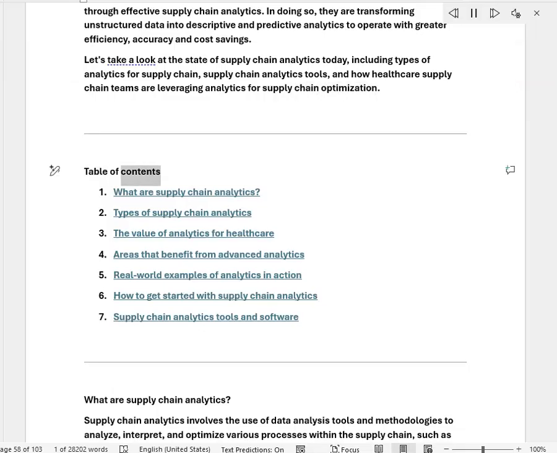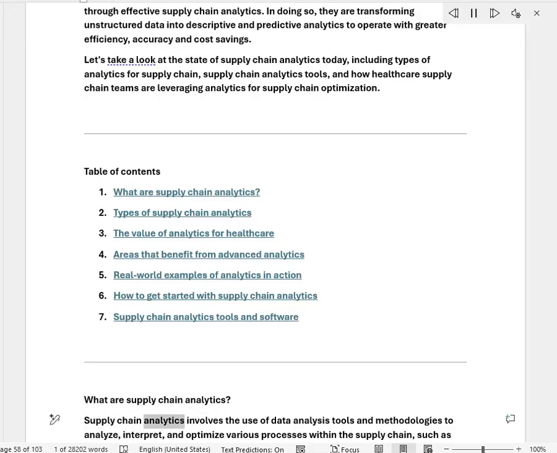Table of contents. What are supply chain analytics? Types of supply chain analytics. The value of analytics for healthcare. Areas that benefit from advanced analytics. Real-world examples of analytics in action. How to get started with supply chain analytics. Supply chain analytics tools and software. What are supply chain analytics?